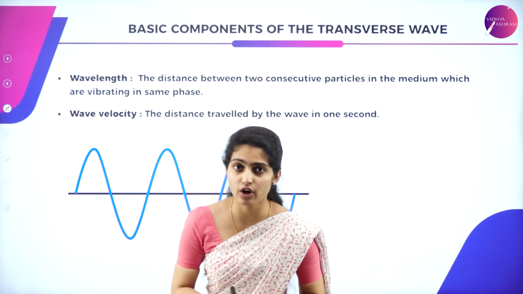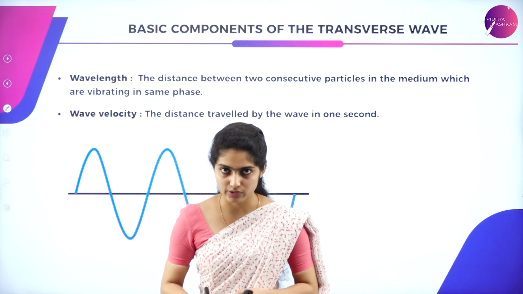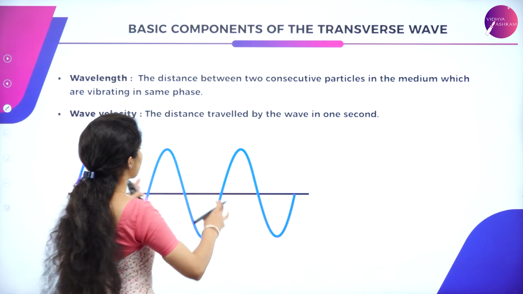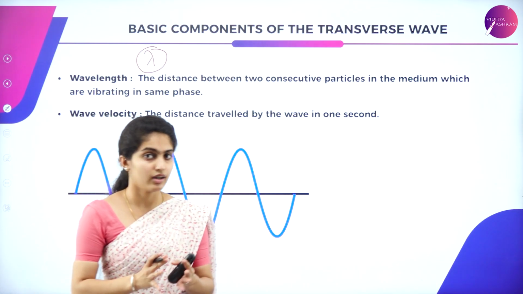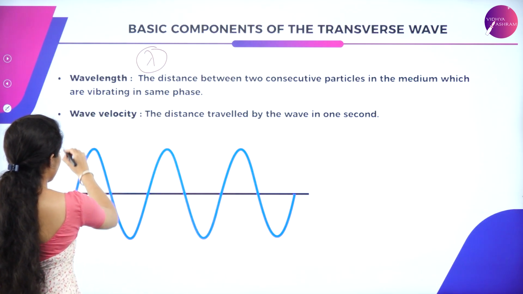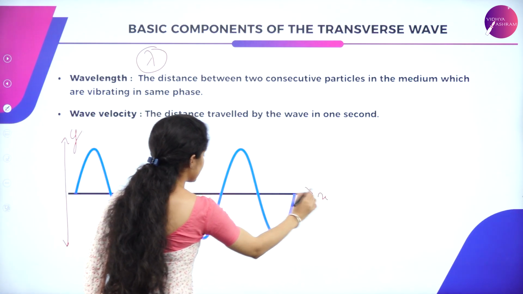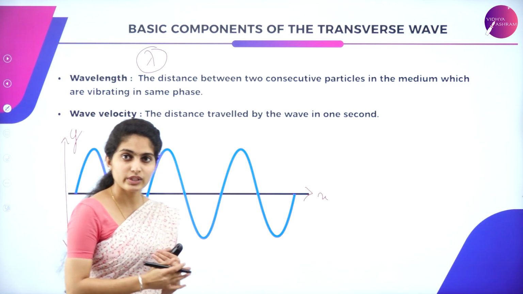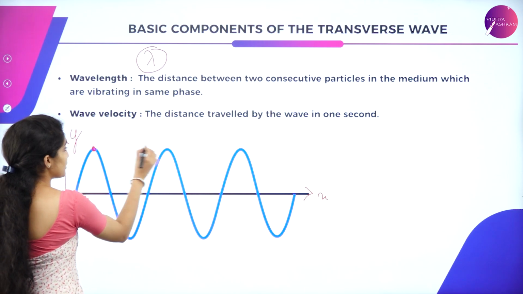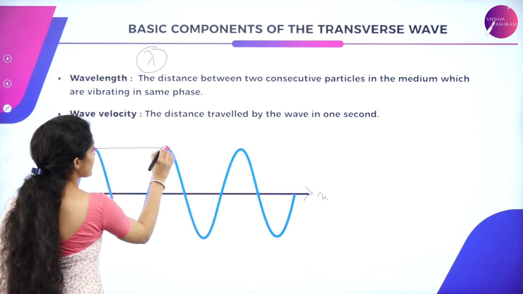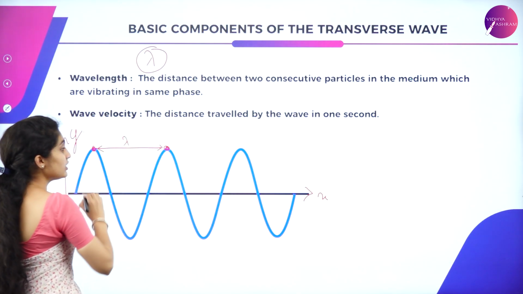So now you have, after phase value, wavelength as well as wave velocity. Wavelength is denoted by the symbol lambda. What is meant by wavelength? If this is a wave, with the y-axis here and the x-axis, and this black line indicates the equilibrium or mean position, then the wavelength is the distance between two consecutive crests. The distance between these two crests is the wavelength.